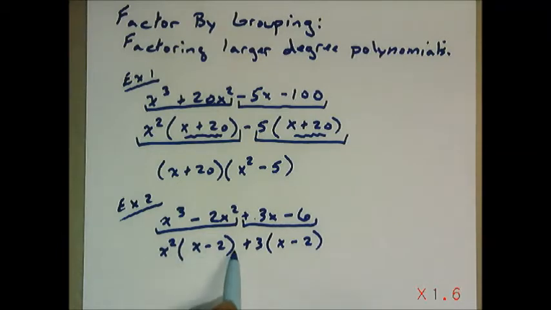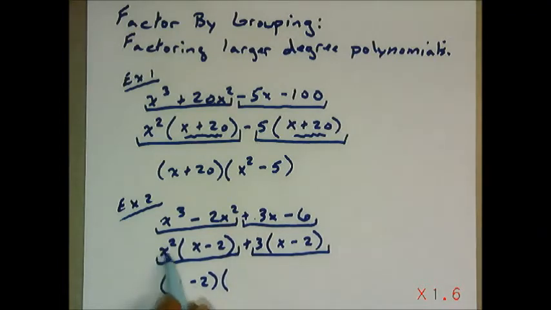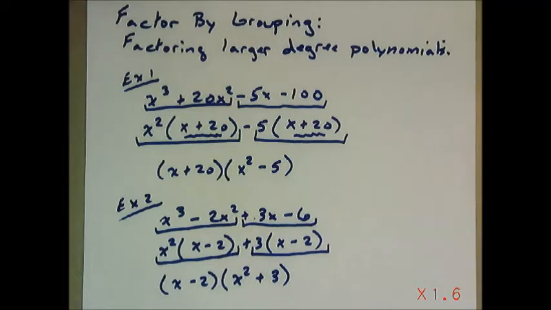Now I have 2 terms that I've created, my first term and my second term. Within these 2 terms, I have x minus 2 in common. So I can pull out an x minus 2, and I'm left with x squared from the first term and a plus 3 from the second term. And there's my completed factorization. X squared plus 3, remember, doesn't factor any farther from there.